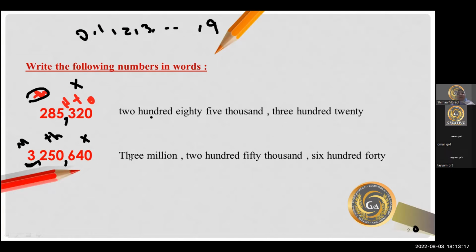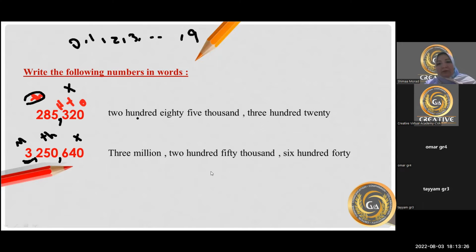Letters as you read, right. 3,250,640. Any problem here? No. Okay.